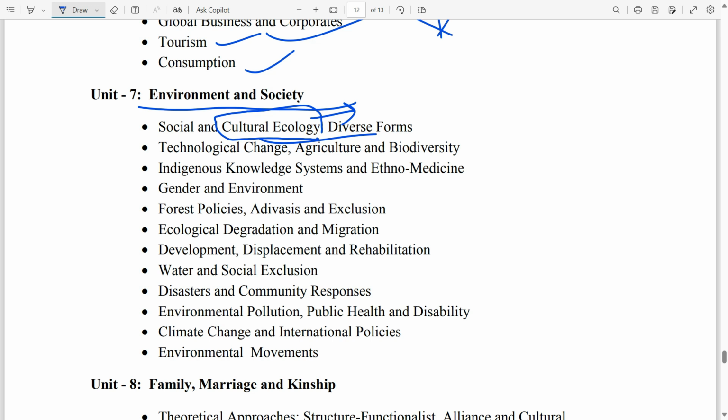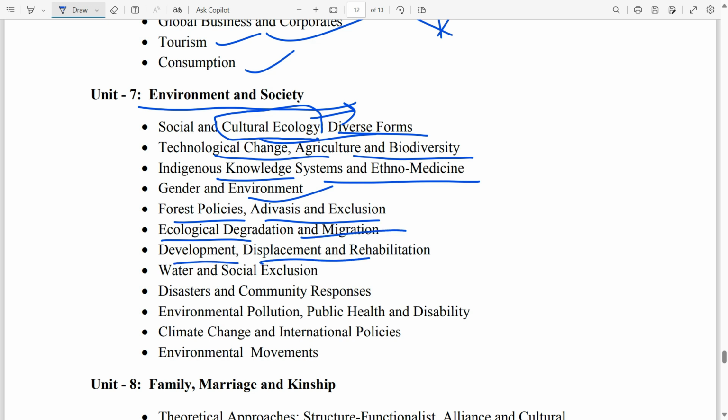So on cultural ecology, they have asked questions on: diverse forms, technological change, agriculture, biodiversity, indigenous knowledge systems, ethnomedicine, gender, environment, forest policy, adivasi and exclusion, ecological degradation and migration, development, displacement and rehabilitation, water and social exclusion, disaster and community responses, environment, pollution, public health and disability, climate change, international policies, environmental movements.